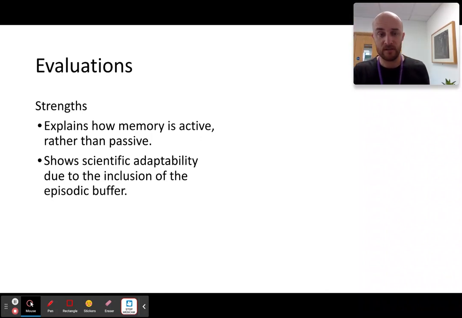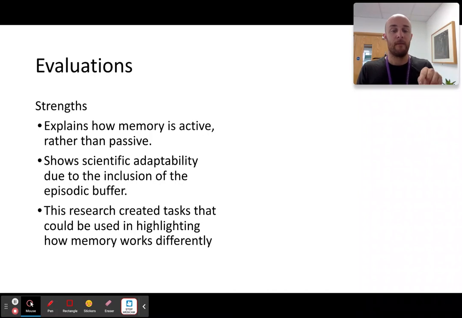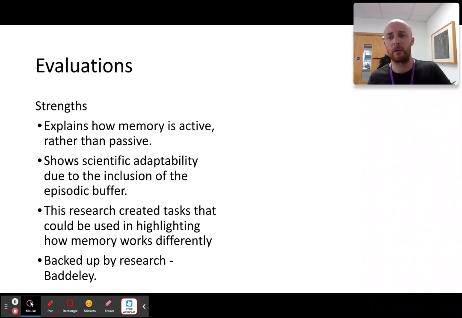As I said, it shows scientific adaptability because of the inclusion of the episodic buffer in the year 2000. But also, this research created tasks that can be used in highlighting how memory works differently. That's a very, very vague point. It's also backed up by research. So I'd use that one. I'd use points 1, 2, and 4 there, definitely.